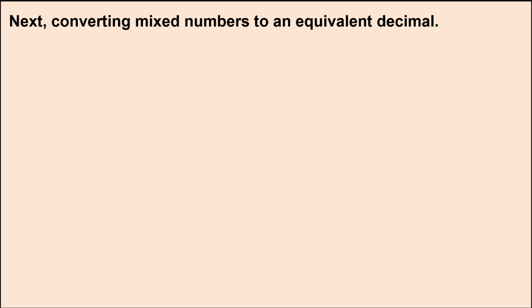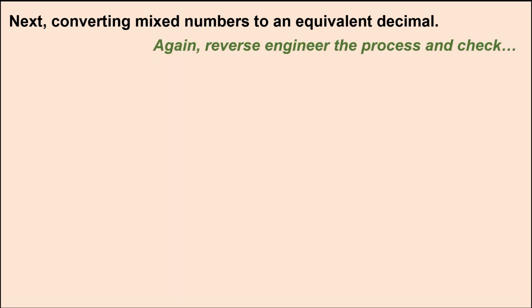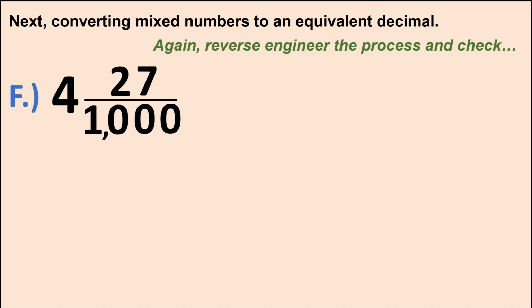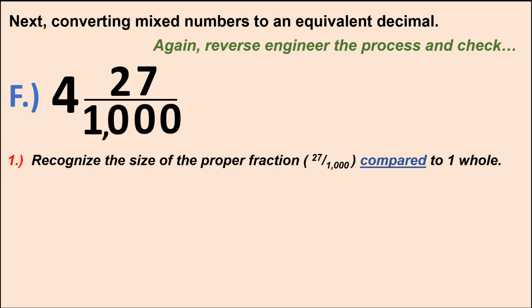Next, converting a mixed number to an equivalent decimal. Again, a little reverse engineering is required, and we're off to the races. Given the mixed number 4 and 27 thousandths, let's find its equivalent decimal. Students should immediately notice the mixed number. It contains both a whole number and a fraction. The fractional part, a proper fraction, is relatively small.